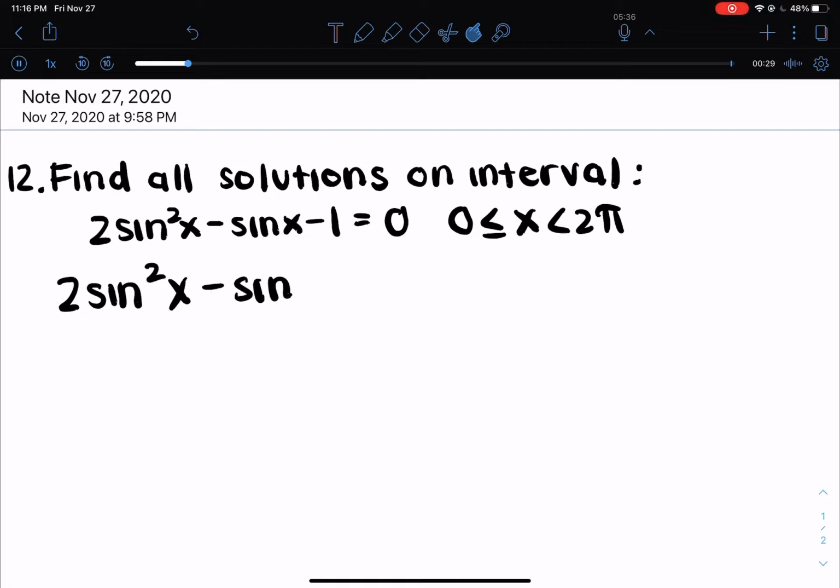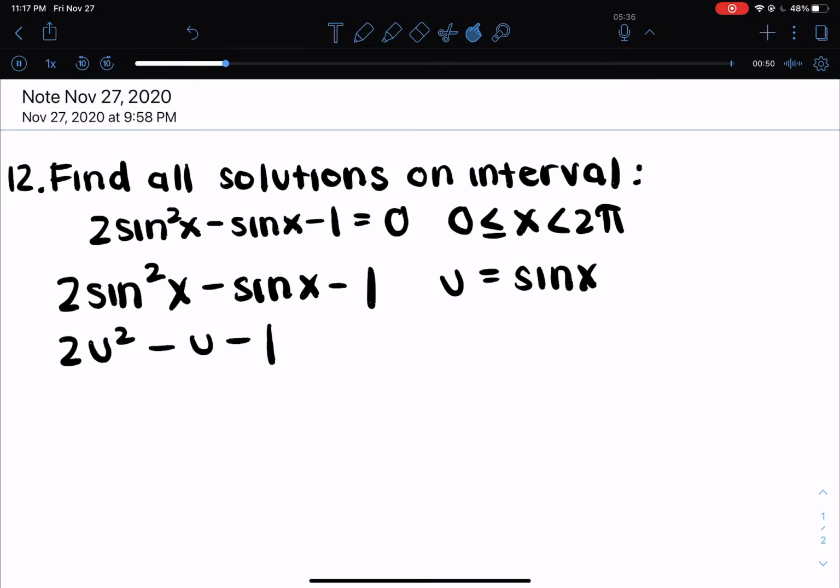First I'm gonna write this equation. Okay, so I'm gonna replace the sine x with u. So it'll be 2u squared minus u minus 1, where u will be set to sine x. Okay? And the next thing we're gonna do is factor.